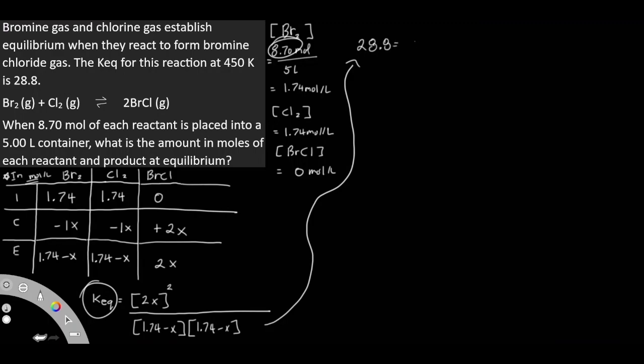And we have our 2x squared. And of course we have our 1.74 minus x. There are two of them, so if you multiply them together, technically it's actually just going to square. So we can simplify it in that fashion. So we can just put a square over there. Now it's going to be quite easy.